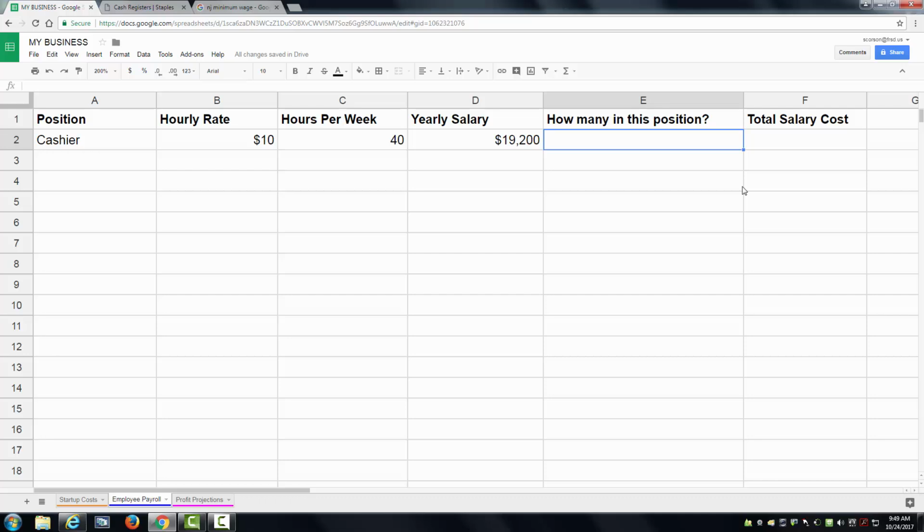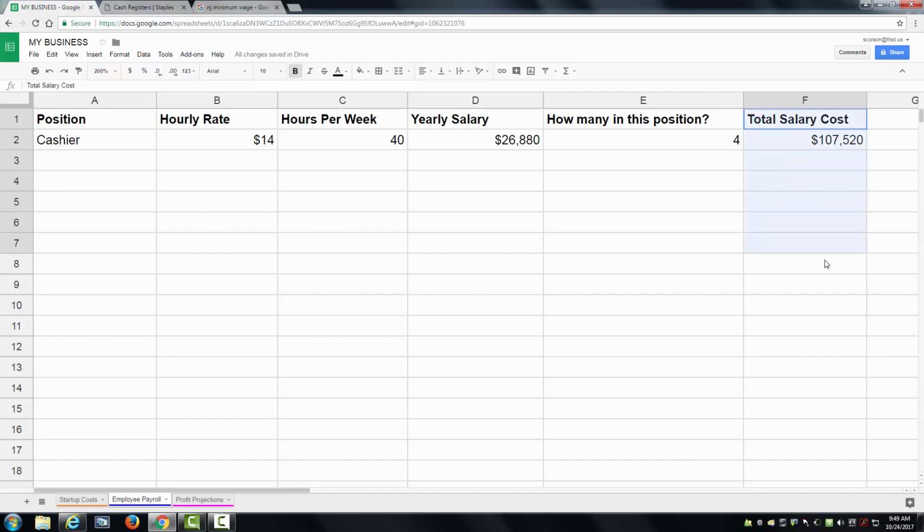Now you need to know how many people are going to be in this position, and so I'm going to use about, let's say, 4 cashiers in my store. And then lastly, how much is that going to cost you if you have 4 people making that much money each year? Another multiplication formula. My cashiers are going to cost my business $76,800. If I decided to give them all a raise to, let's say, $14 an hour, that's going to cost me $107,000.